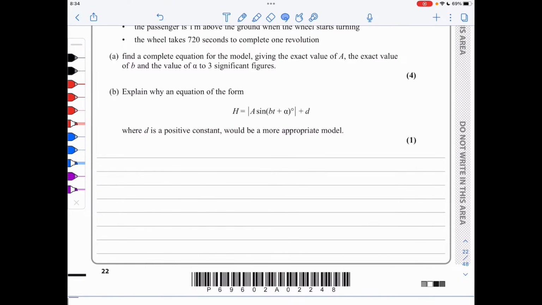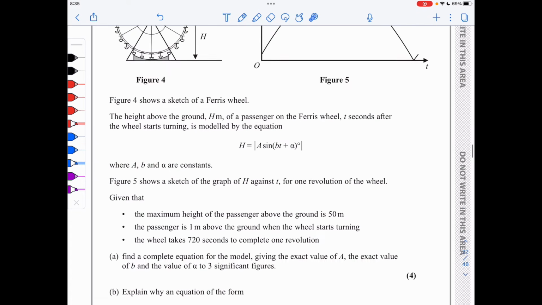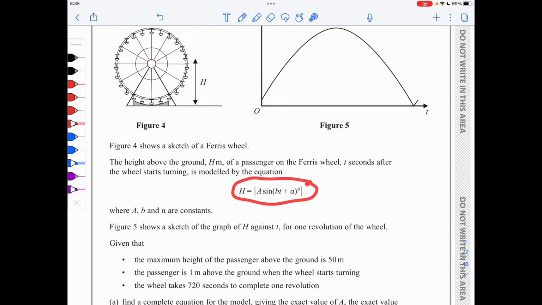In B, we are asked to explain why a model of this form, where this is a positive constant, would be a more appropriate model. Well, if we go back to the model we were given here, we can see that this predicts a minimum height of 0, which is assuming that the lowest point that the wheel can attain above ground is 0. We know that in reality this is not the case.